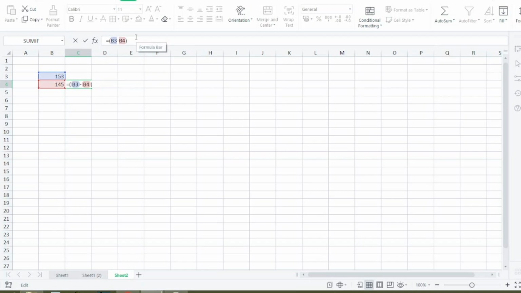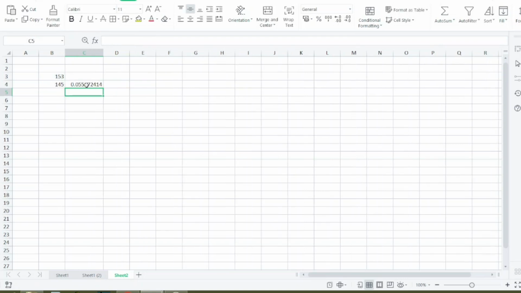So what it means is November 2022 data minus November 2021 data, divided by the November 2021 data. And it's in percentage, and that's how it is calculated. So it shows it's 5.5%. So this is how it's calculated.